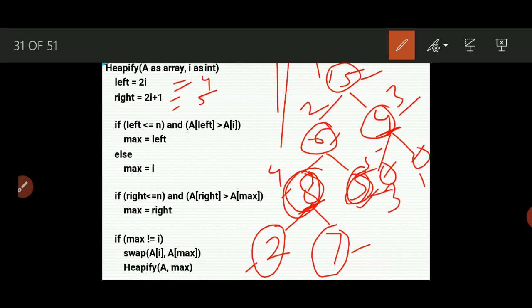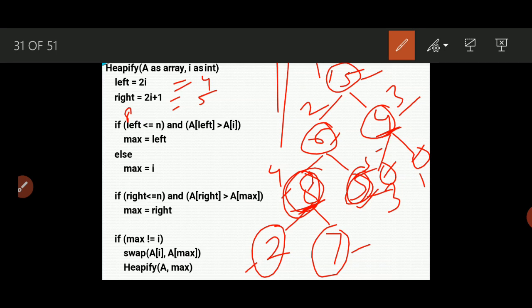Okay, if left is less than or equal to n, that means you have to say heap size. The heap size is the total number of elements, 1 2 3 4 5 6 7 8 9, so 9 elements are there. Then the array value here is 9. And first, left is the fourth position, and the fourth value is 8.